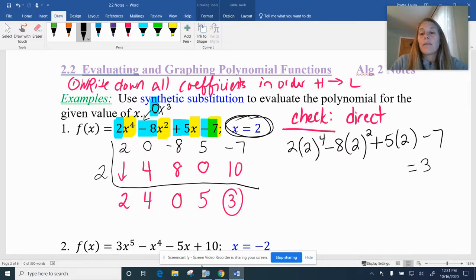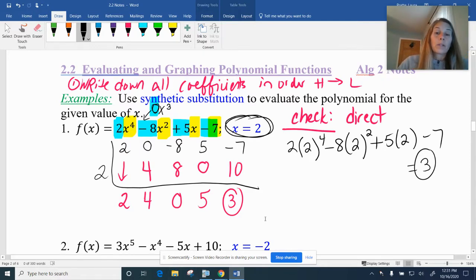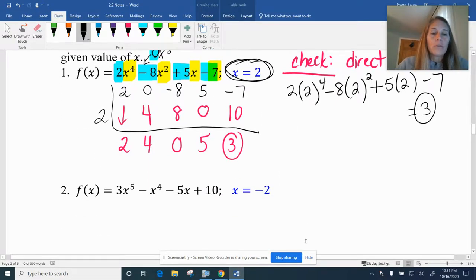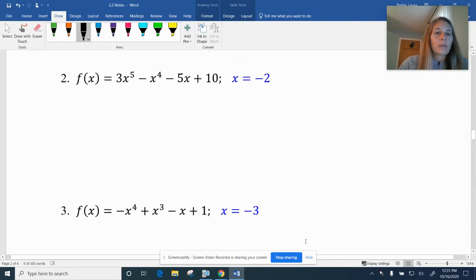However, the advantages to synthetic are that you don't need to go to your calculator, and it will help us in some other things we're going to be doing in this chapter. If you don't learn it now, you're going to have to learn it later anyway. Okay, moving on. We're going to do a couple more of these examples.